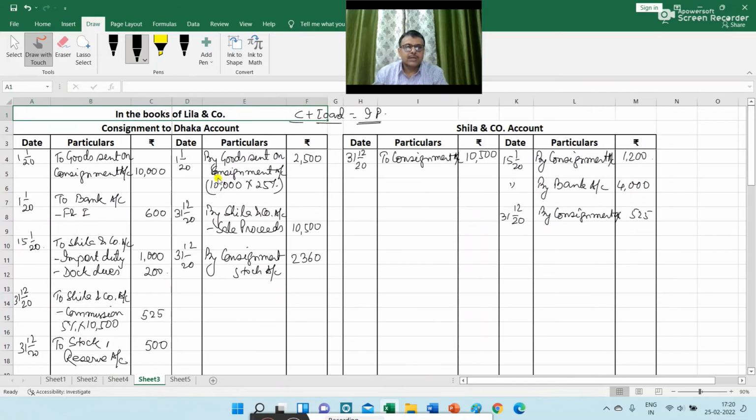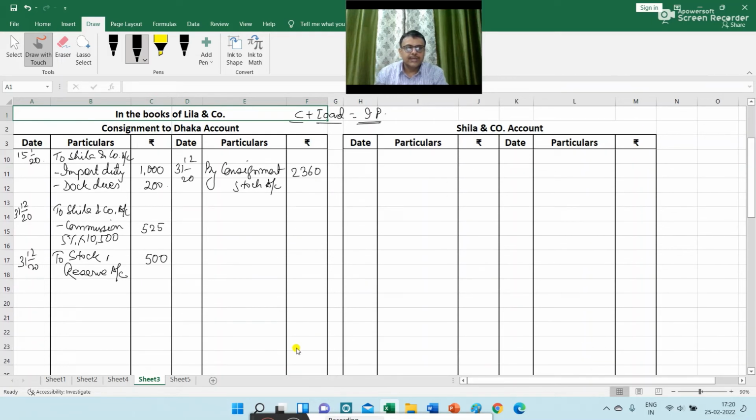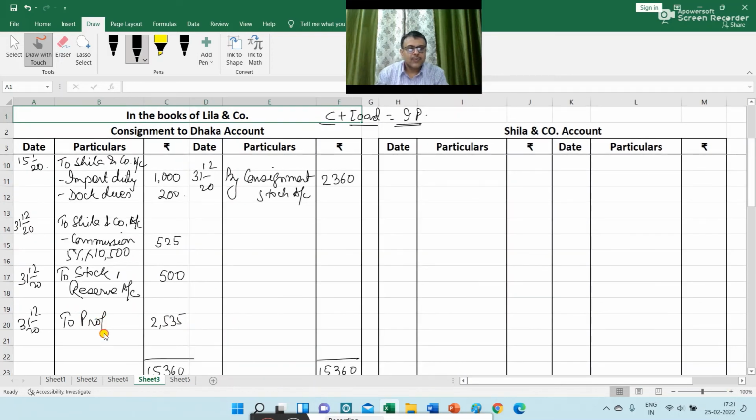And now it's time to calculate the amount of profit on consignment. You can see that on the credit side I have written three figures: 2,500, 10,500 and 2,360. So total of credit side is 15,360. So I am writing on the debit side also 15,360, and you will get a balancing figure for rupees 2,535, which is profit on consignment. So this is the amount of profit on consignment.